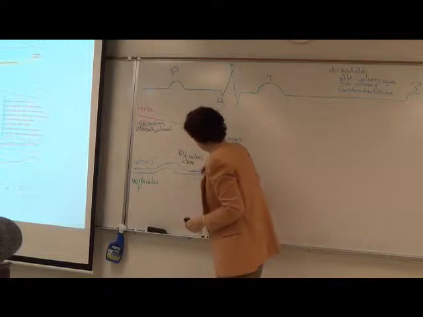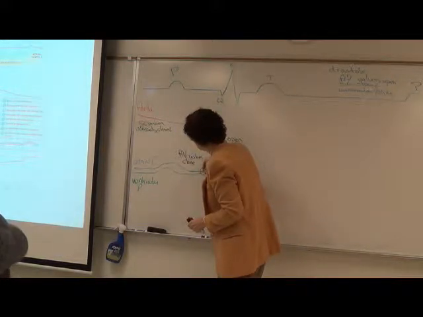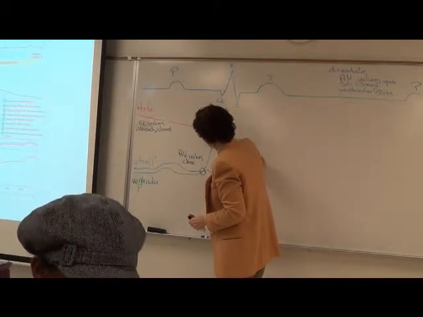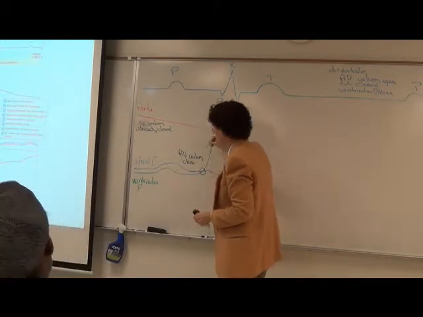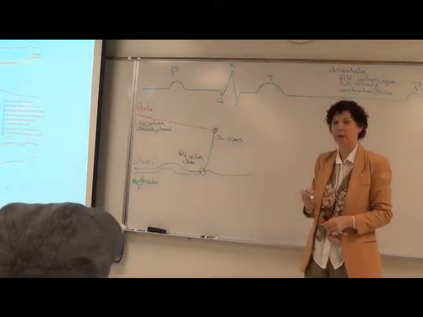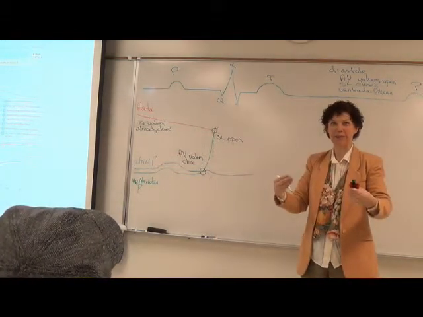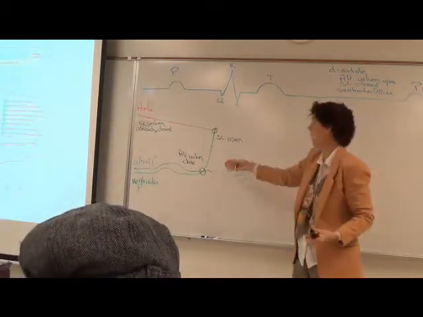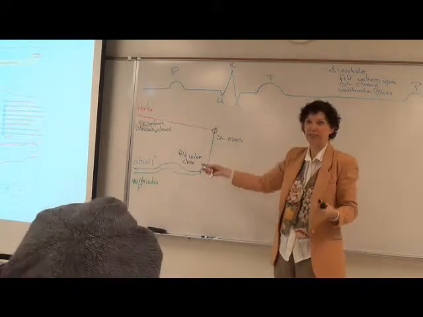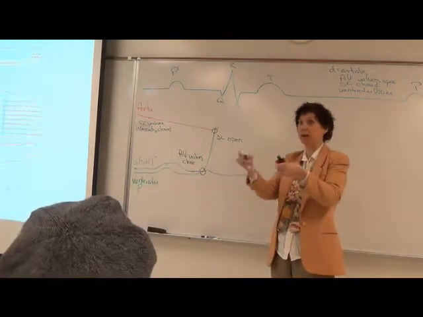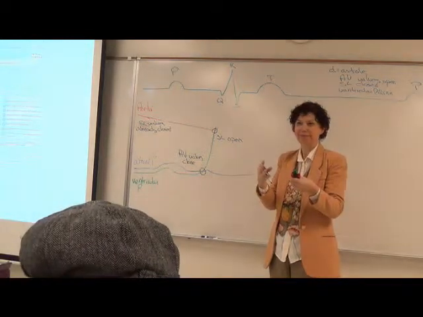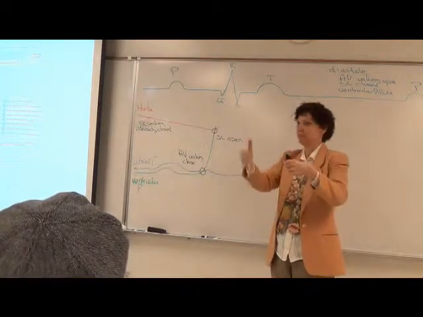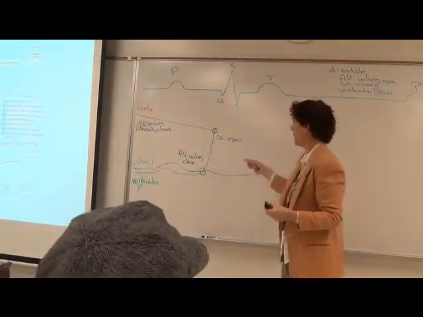Now, there is a short period of time from when the AV valves close until the semilunar valves open, when both valve sets are closed. Blood is not coming into the ventricles and blood is not going out. That's why we have such a rapid pressure change, because the ventricle space continues to get smaller, but we're not losing any volume. What happens to gas pressure? You decrease the space, pressure goes up. So we see a similar effect here.